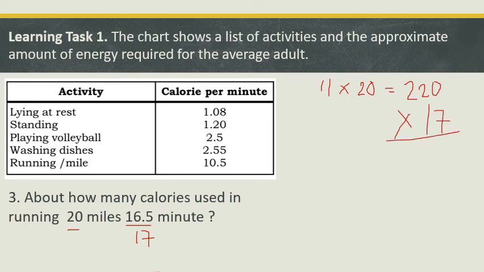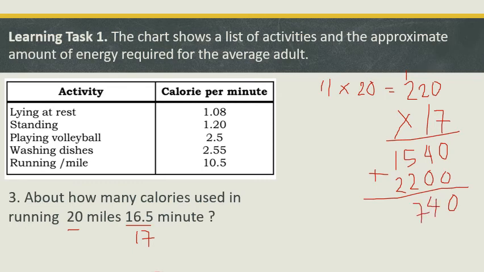Okay, so ang 0 times 7 ay 0. 7 times 2 is 14, carry 1. 7 times 2 ay 14 plus 1 is 15. Then, lagay tayo ng 0. So, 1 times 0 is 0. 1 times 2 is 2. And 1 times 2 is 2. So, add natin. So, ito ay 0, 4, 7, 3. So, ibig sabihin sa number 3, ang ating answer ay 3,740 calories.